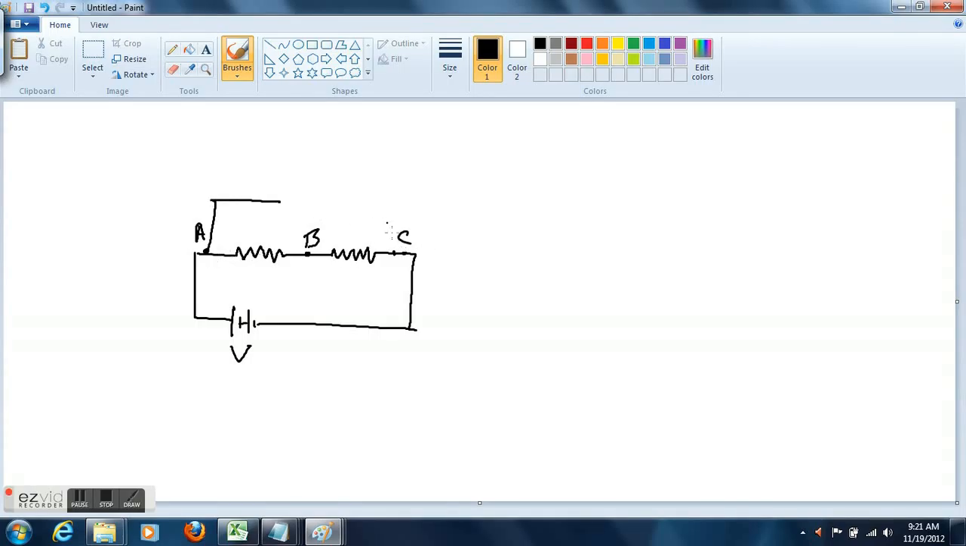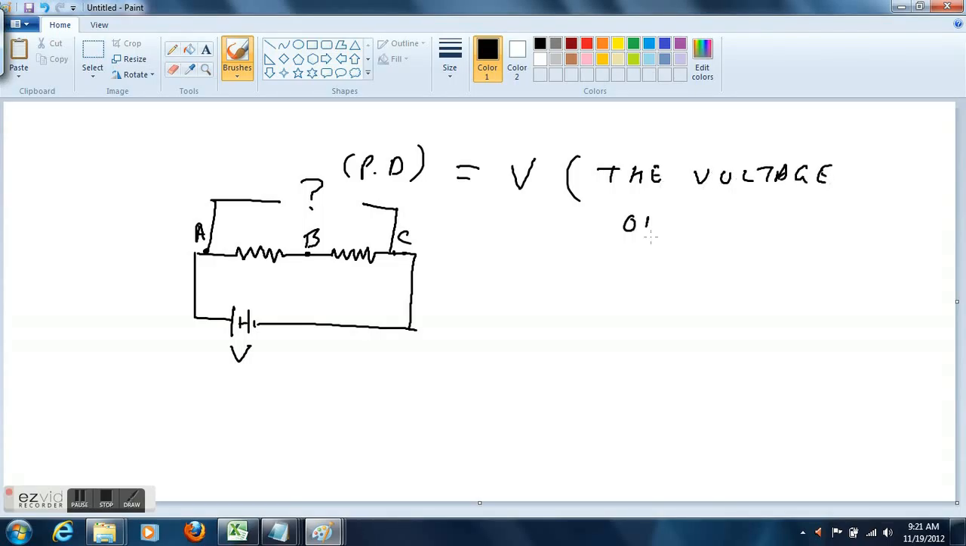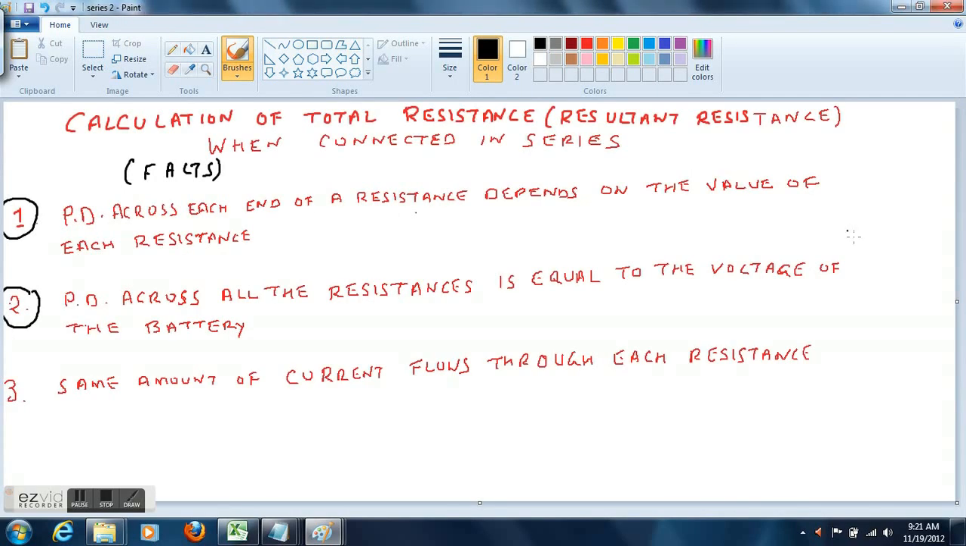Here we mean what is the potential difference across all the resistances. That means the potential difference between the points A and C. Now we are not talking about individual resistances, we are talking about the combination of resistances. So what is the potential difference across the points AC? This will be the same as V, which is the voltage of the battery. Of course it has to be, because the same battery supplies voltage to all the resistances. So this is what the second point means.